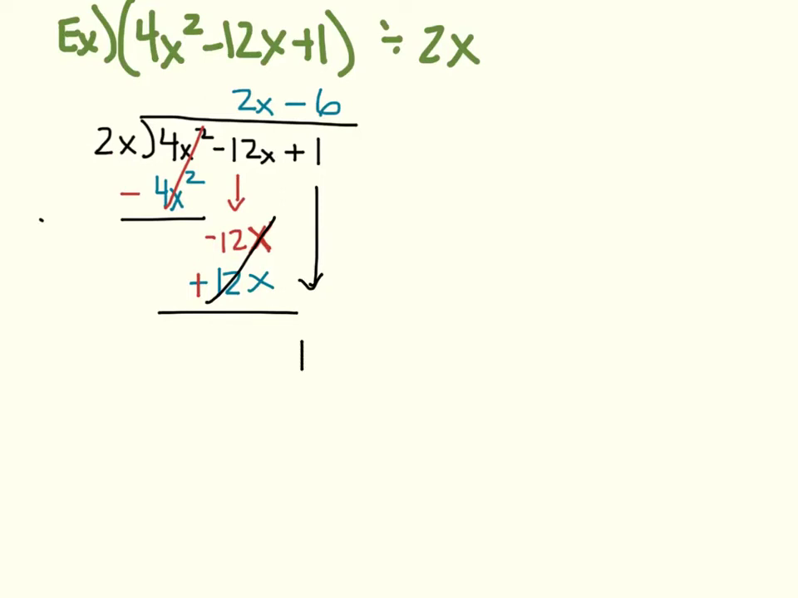All right, now, is there any way for 2x to go into 1? No. And I'm out of spaces to write, since I've been lining them up with what they go with. So now my answer is going to be 2x minus 6 plus my remainder 1 over the divisor, 2x.